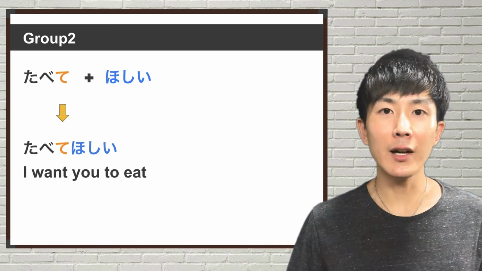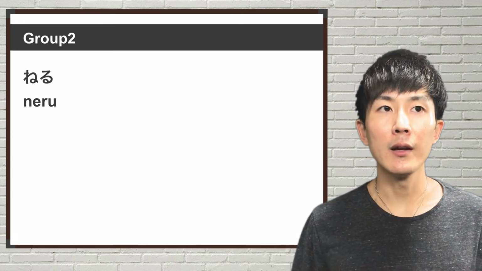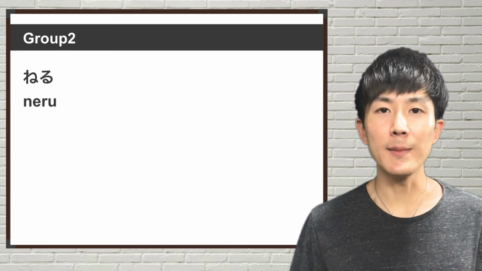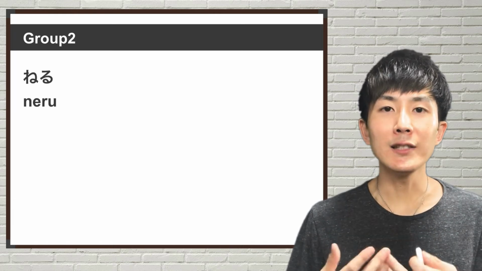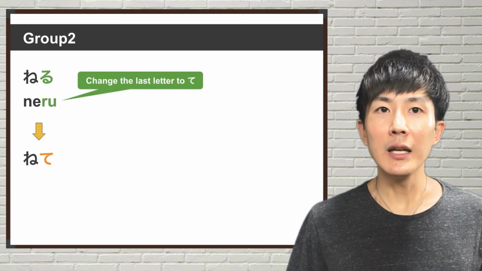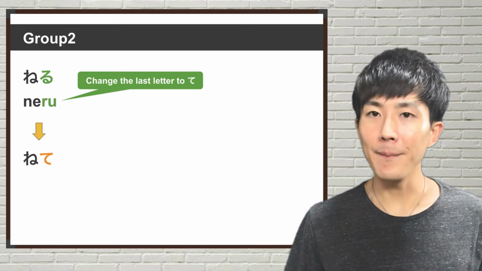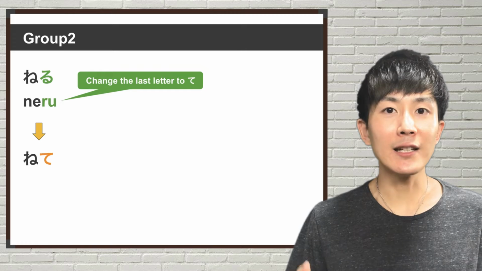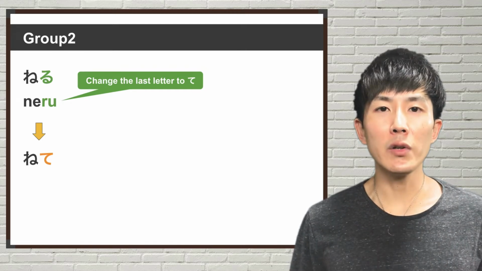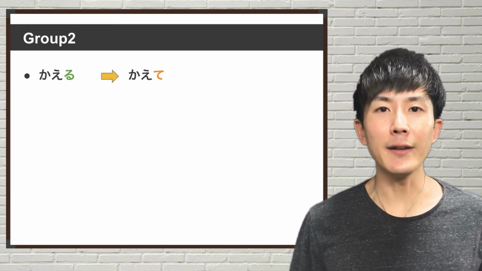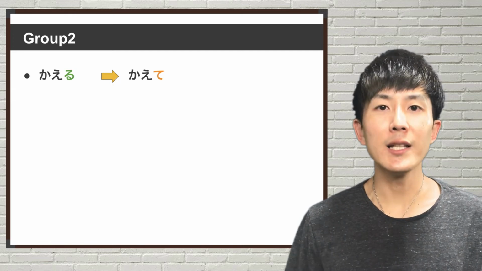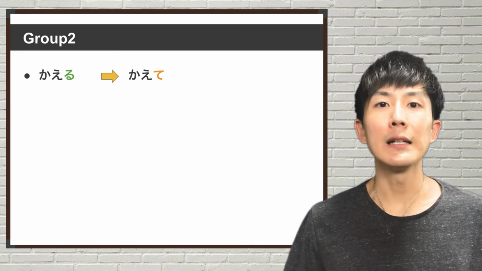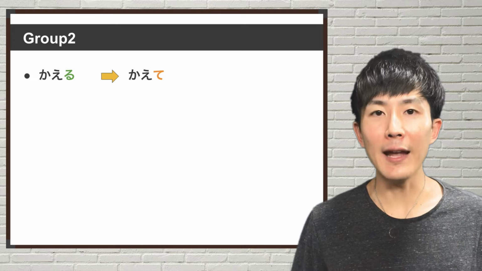Okay, let's take a look at another verb. 寝る, which means sleep. The last letter is ru, so you need to change it to te. So 寝て. That's it. It's the te form. Okay, I'm going to show you other verbs. 変える, which means change. Then it becomes 変えて.